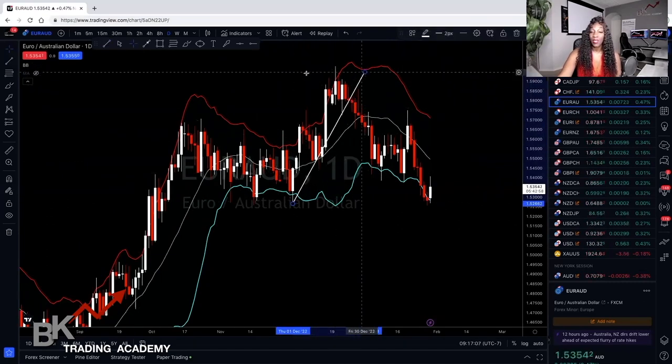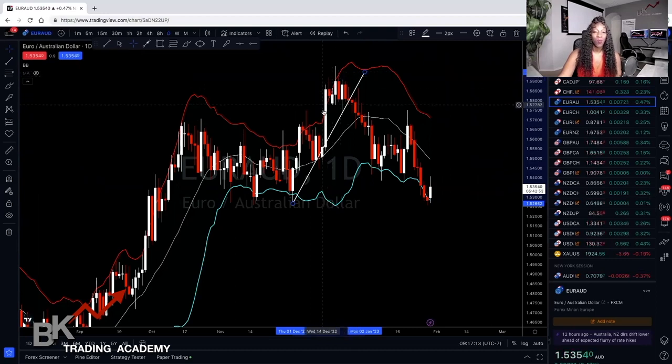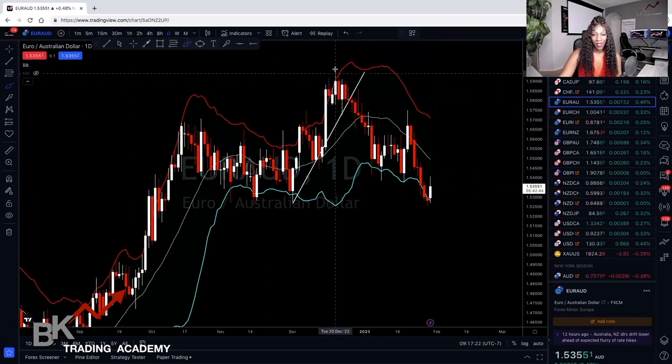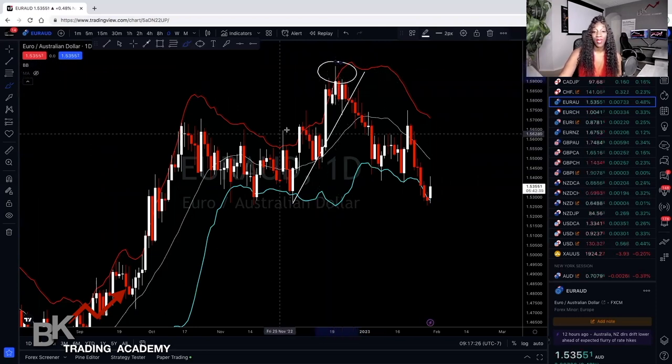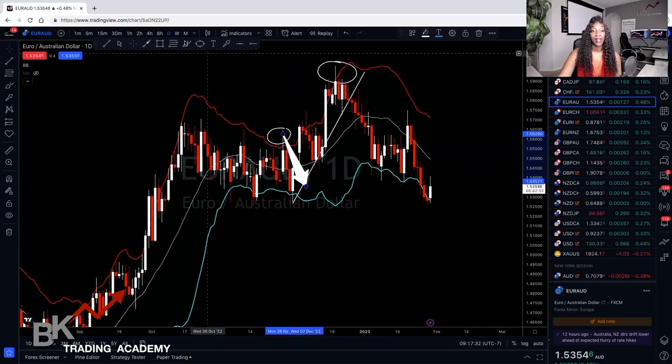And eventually it came to an area where buyers struggled to keep pushing that price higher. So this is a signal to us that once the price moves outside of the Bollinger Band, the price is overbought. And it's a signal that the price just might start to turn around at some point, which it did here. So anytime you see wicks, for example, outside of the Bollinger Band, notice how the price rejected and it declined to the downside.